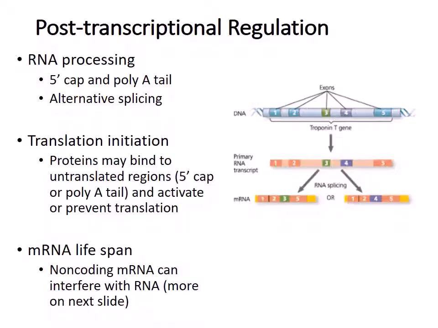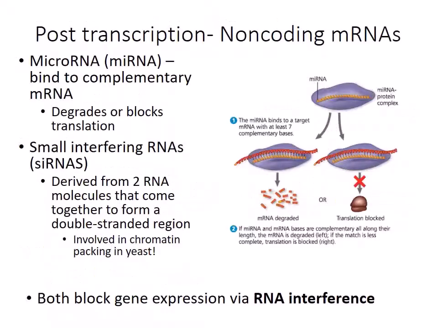And we can also adjust the lifespan of the mRNA in the cytosol. So if the mRNA is around longer, more proteins can be produced. If it's around a shorter period of time, less proteins could be produced. So often non-coding RNA can interfere with mRNA. If we look at those non-coding RNAs, microRNA can bind to complementary mRNA sequences, and this is either going to degrade the mRNA or block translation.